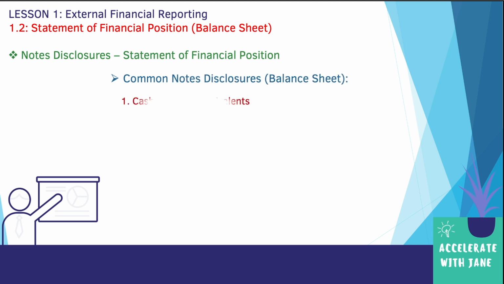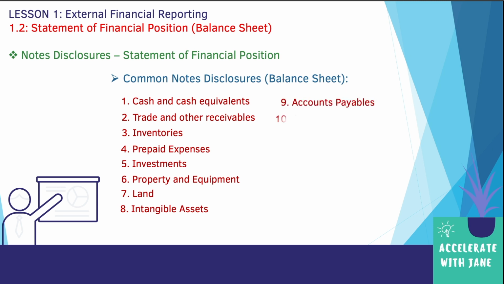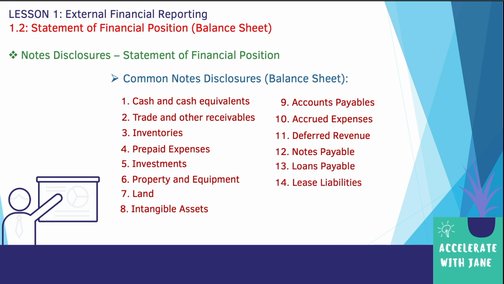So here are the common note disclosures which are specific to the balance sheet. We have cash and cash equivalents, trade and other receivables, inventories, prepaid expenses, investments, property and equipment, land, intangible assets, accounts payable, accrued expenses, deferred revenue, notes payable, loans payable, lease liabilities, share capital, and retained earnings.